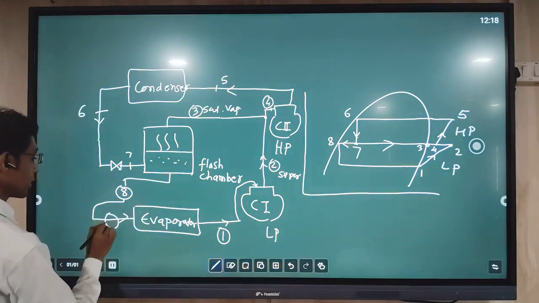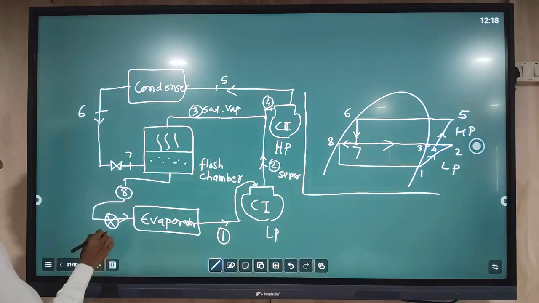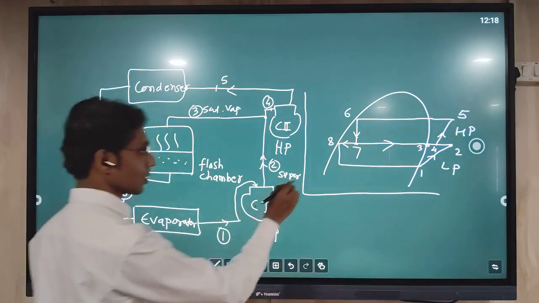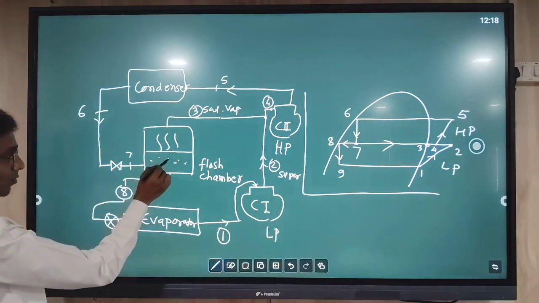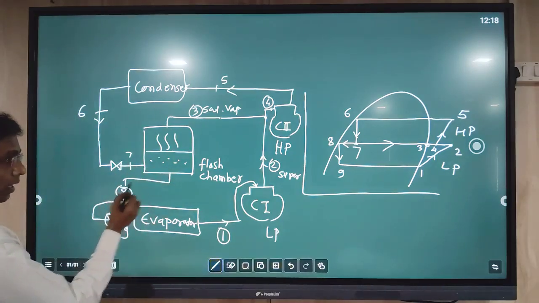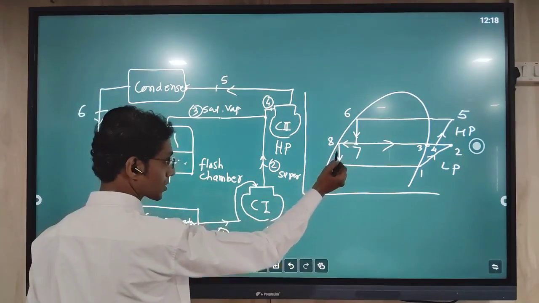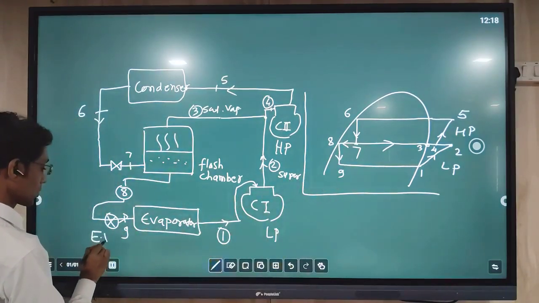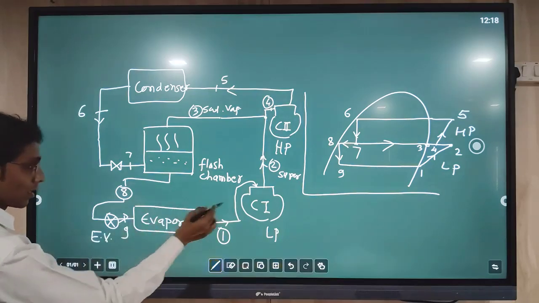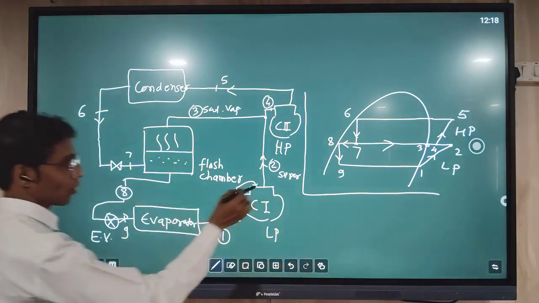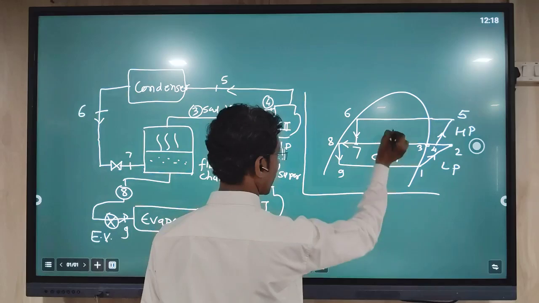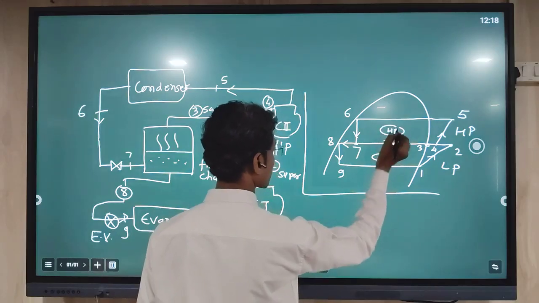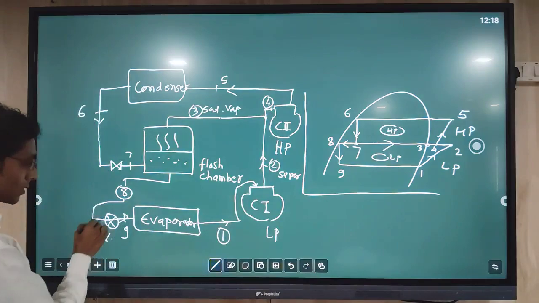Here we need to introduce one more expansion valve. After the expansion valve, the expansion taking place is 8 to 9. From the flash chamber, the liquid coming out goes to this expansion valve, which is at the low pressure envelope. We call this total envelope the low pressure envelope, and the upper envelope we call the high pressure envelope. So in the low pressure envelope, here is the expansion valve.